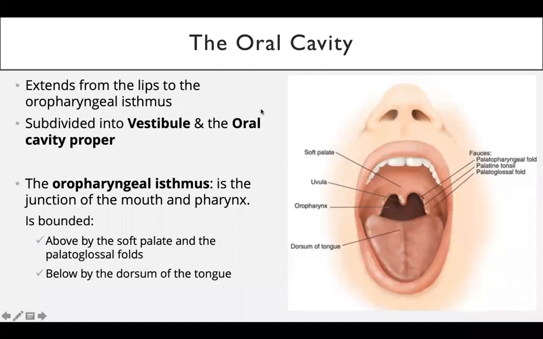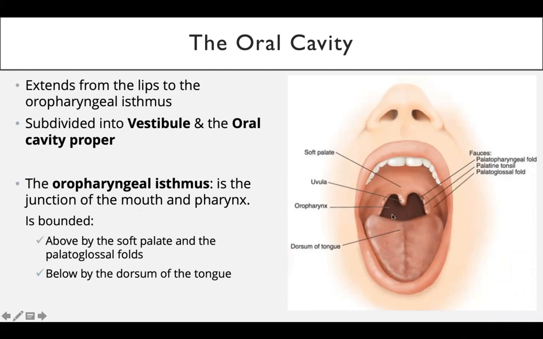As you can see, this is the oral cavity, and it extends from the lips to the oropharyngeal isthmus, or opening or neck, right? It is subdivided into the vestibule and the oral cavity proper. So the oral cavity extends from the lips to the oropharyngeal isthmus and is subdivided into two parts, vestibule and oral cavity proper. Now let's see, the oropharyngeal isthmus is the junction of the mouth and pharynx.